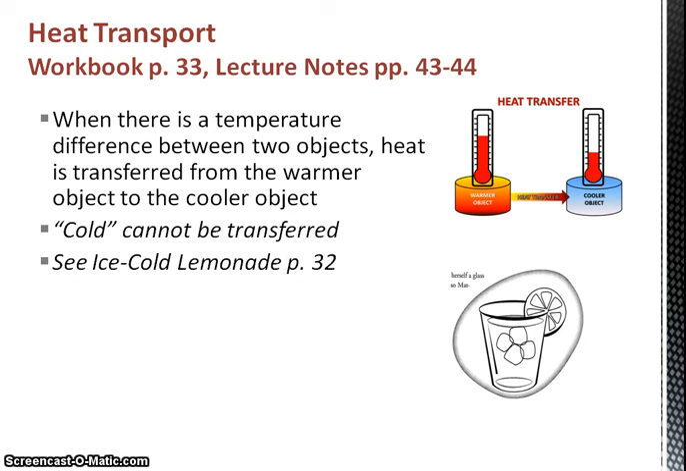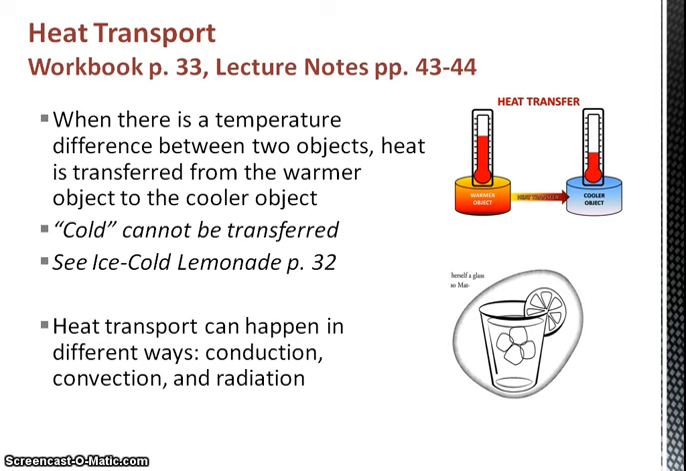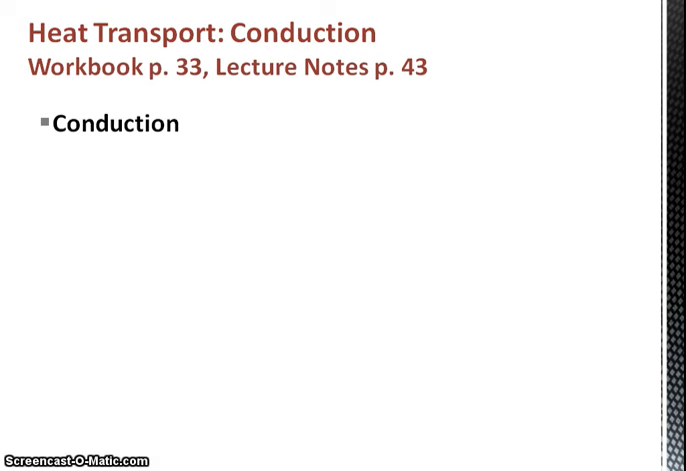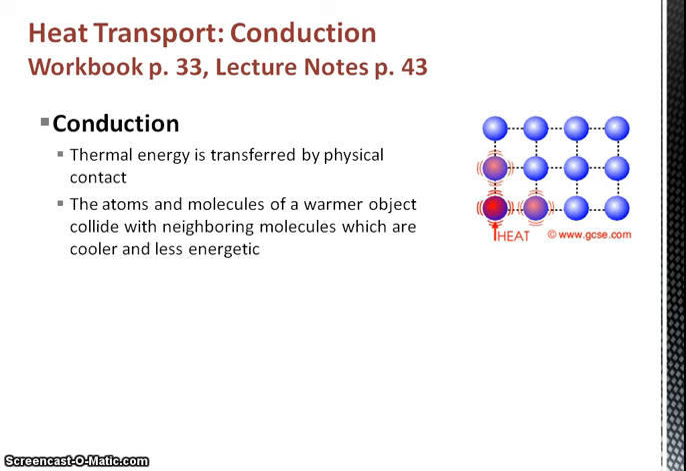And we'll see this in the question on ice cold lemonade on page 32 when we talk about that in class. So there are different ways that heat can be transferred between objects. So the main three ways that we'll talk about are conduction, convection, and radiation. So conduction on page 33 is when thermal energy is transferred by physical contact. So that means that the objects are touching.